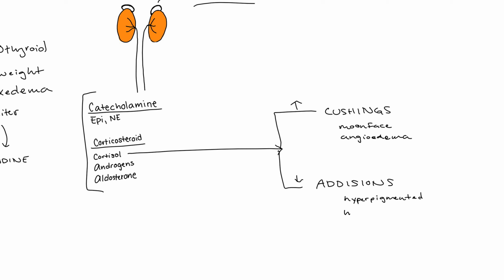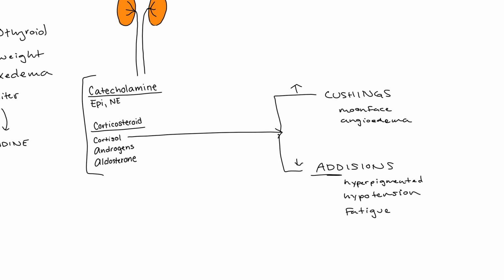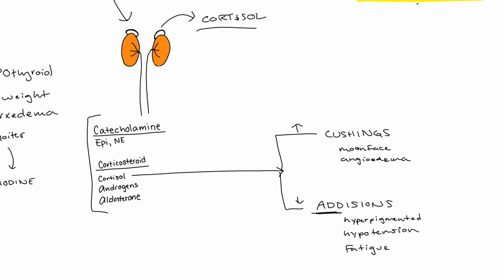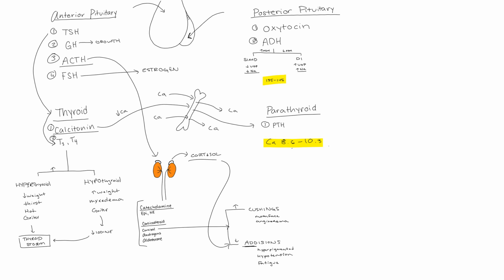And you're also going to have hypotension. You're going to feel really fatigued and tired all the time. And in order to remember this, I always think Addison's, you need to add more cortisol. So cortisol needs to be added to Addison's to make them better again. So just an overview, these are all the hormones that are involved with metabolism and regulating a lot of the functions in your body.